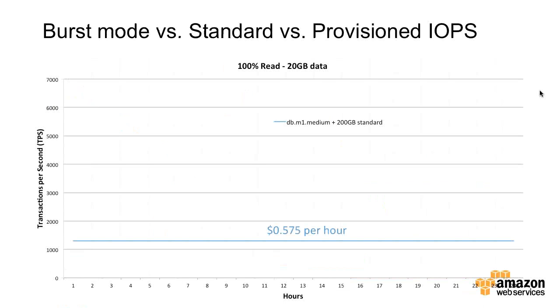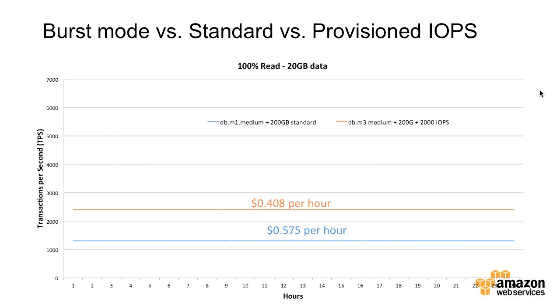So let us look at some examples of burst mode versus standard versus provisioned IOPS here. You see that on a DB M1 medium with 200 GB standard magnetic disks, you get 1,500 transactions per second. This is the baseline performance for this particular instance type and storage volume, and you pay around 57.5 cents per hour for this instance.